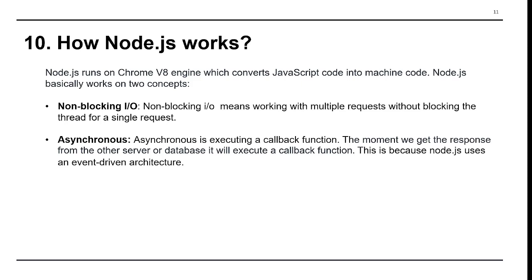Node.js basically works on two concepts. One is non-blocking input-output, another one is asynchronous. Non-blocking input-output means working with multiple requests without blocking the thread for a single request. And asynchronous is executing a callback function. The moment we get the response from the other server or database, it will execute a callback function. This is because Node.js uses an event-driven architecture.